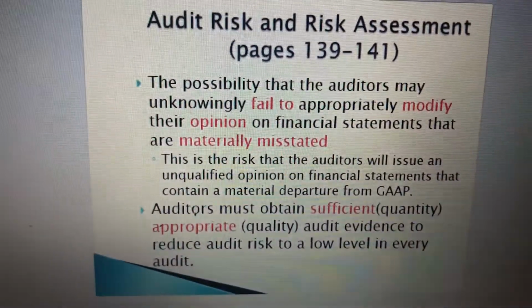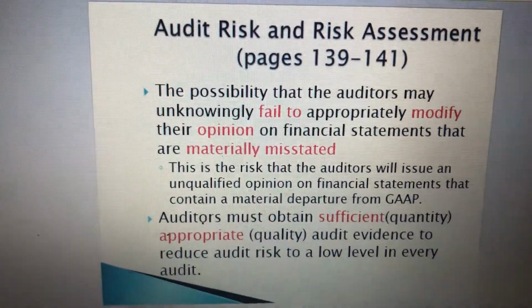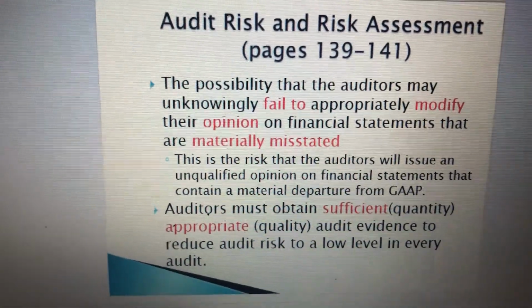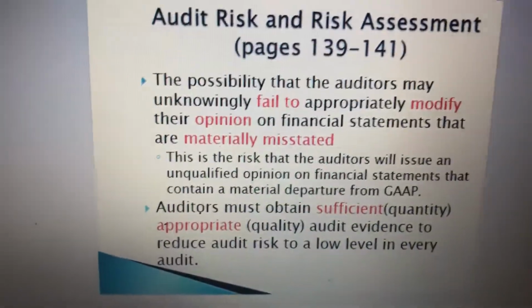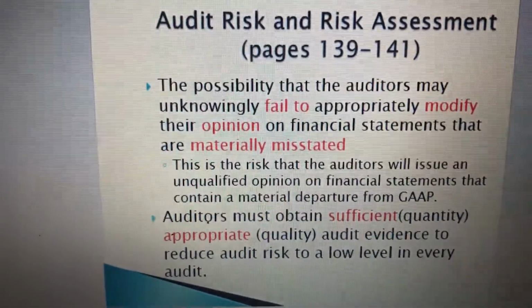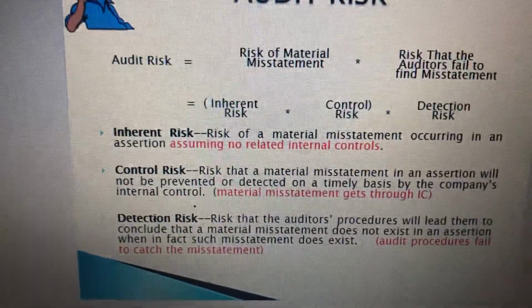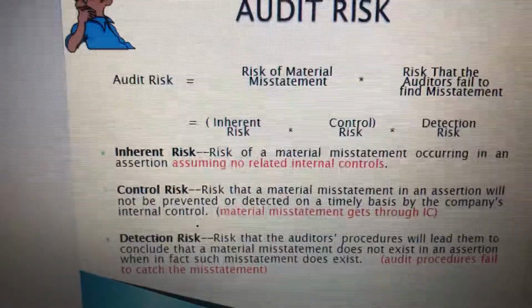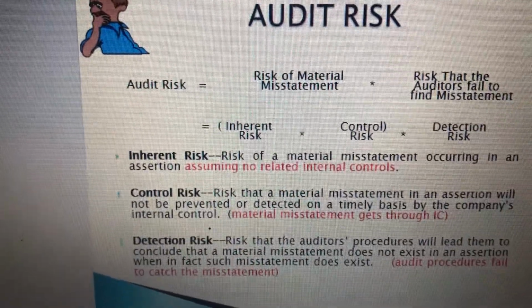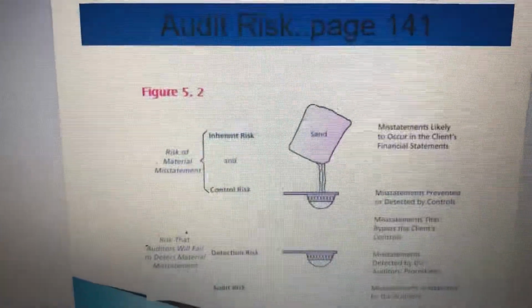Now, this explains the risk we're talking about. Possibility that we may unknowingly fail to appropriately modify the opinion that there is a material misstatement. Okay, so it's something that we may not catch. So these are the risks again, same ones I talked about. To get overall audit risk, you multiply the three together. But this is a much better picture of it.